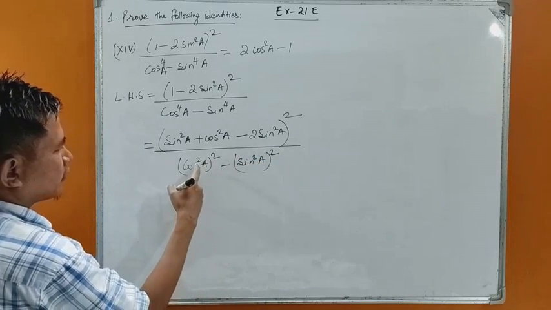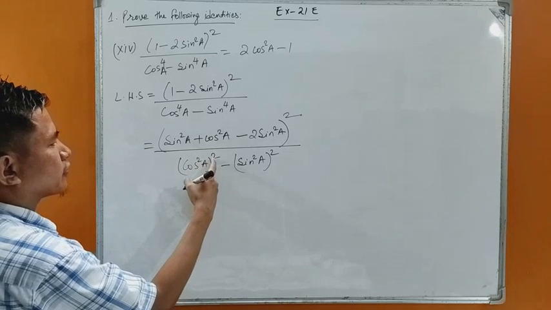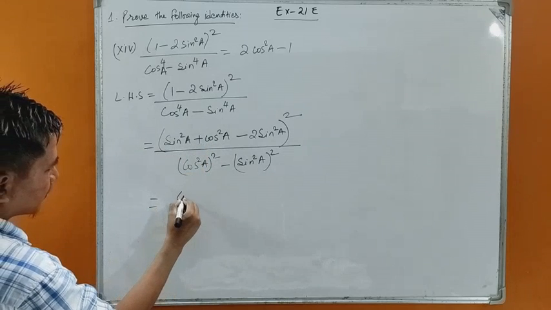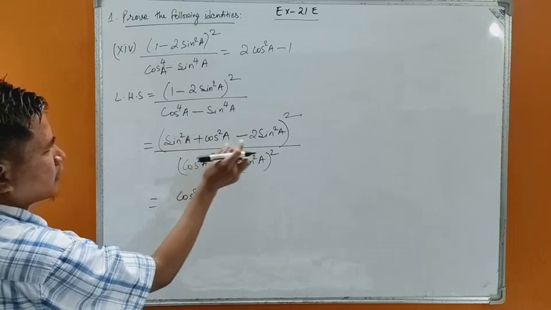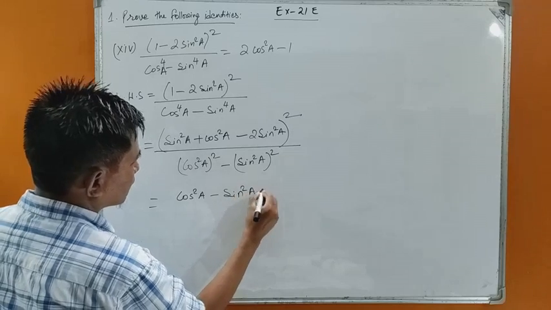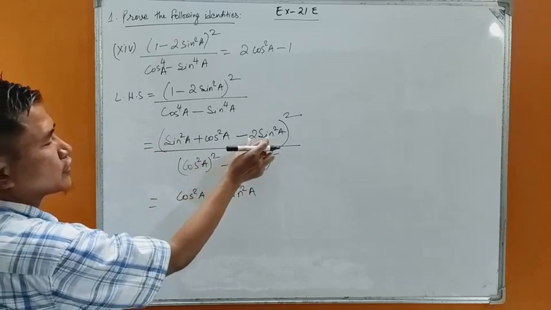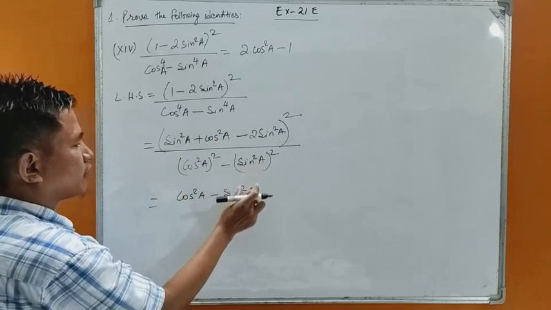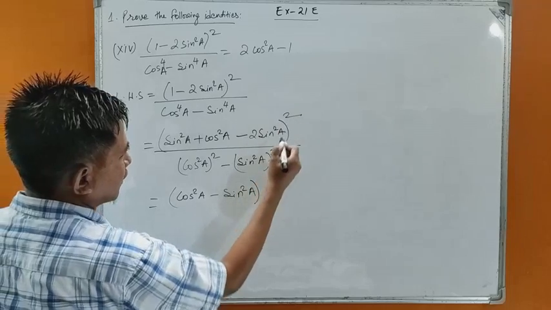Cos to the power 4a means cos square a whole square, 2 twos are 4. So this cos square a I write here, and plus sine square a minus 2 sine square a means minus sine square a. The 2 sine square a is negative, this sine square a is positive, so different signs means we subtract. We subtract sine square a from 2 sine square a, we get sine square a, the sign of the greater number comes here, and this whole thing is squared.